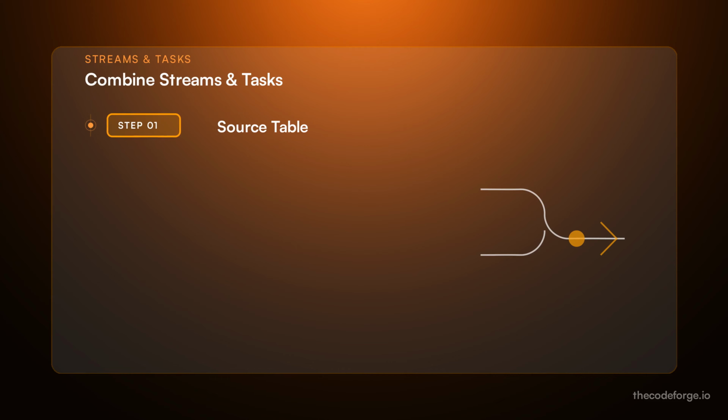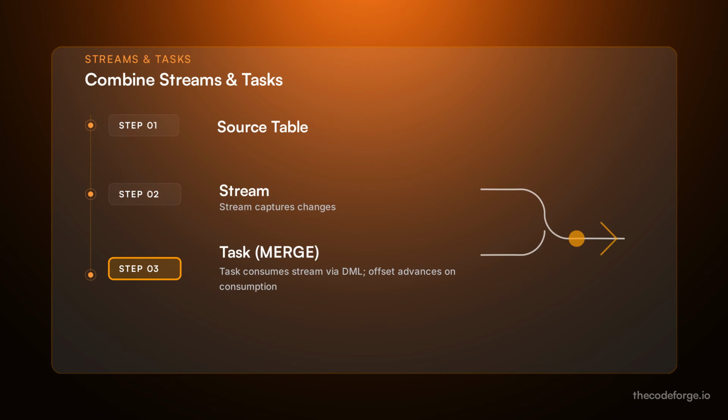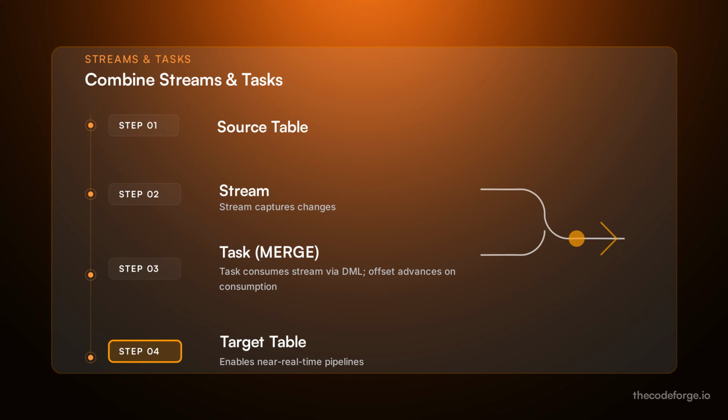The real power comes from combining streams and tasks. Changes from a source table are captured by a stream. A task runs on a schedule, reads from that stream, and performs a DML operation like insert or merge into a target table. This consumes the stream and advances its offset, so only new changes are processed next time.